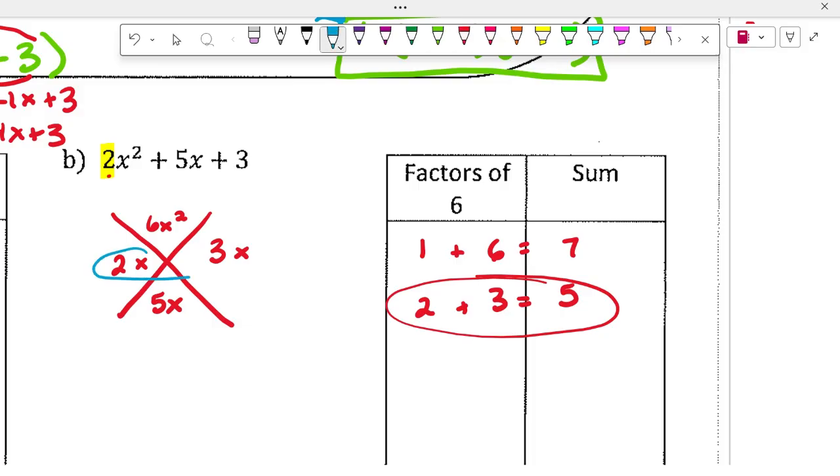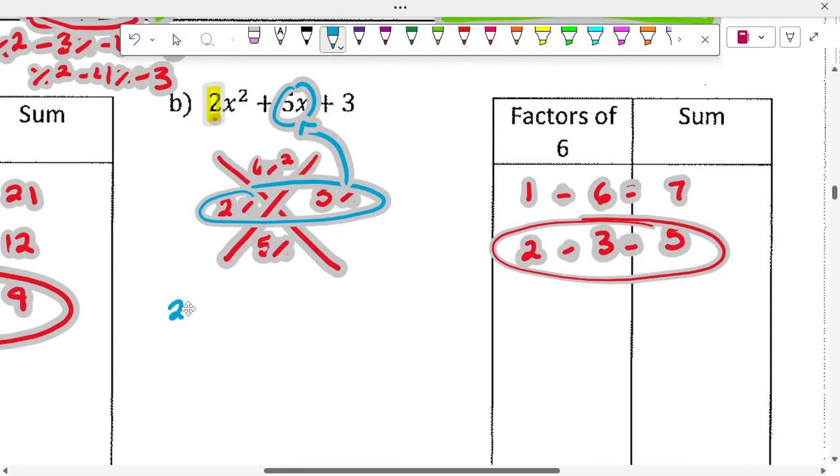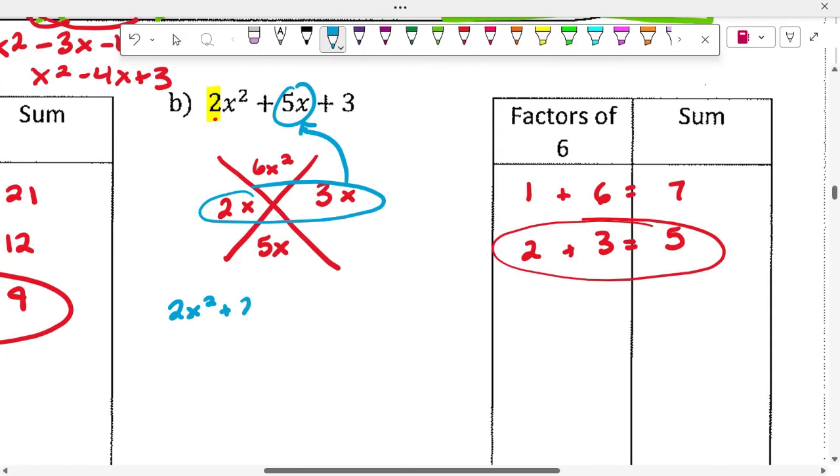So I'm going to take these and replace this 5x. So I'm going to rewrite this. I have 2x squared plus 2x plus 3x plus 3. Because if you think about it, 2x plus 3x is 5x, so we can replace it. We're just splitting it up.